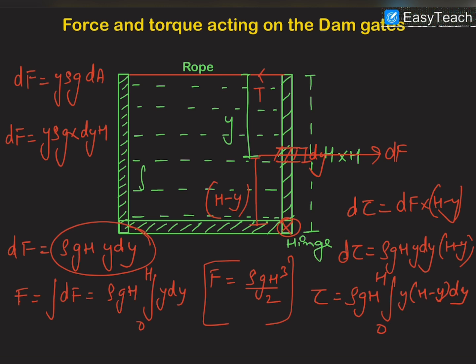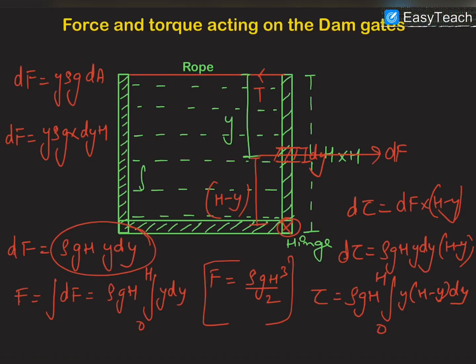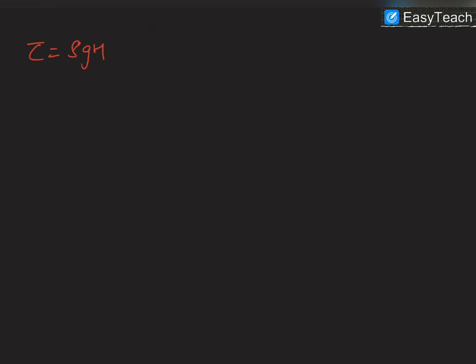Now let us use the next page. So tau will be rho g h times the integration, where the integral of y h will be h into y square by 2, minus y cube by 3, with limits from 0 to h. So tau will be equal to rho g h to the power 4 by 6.